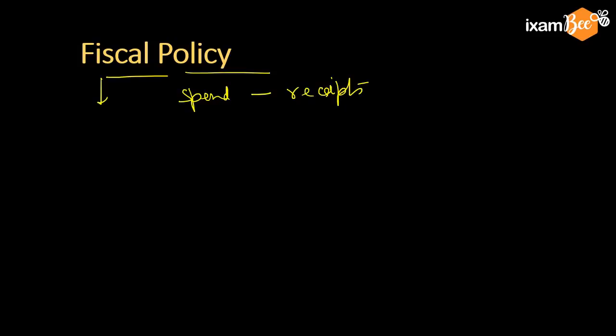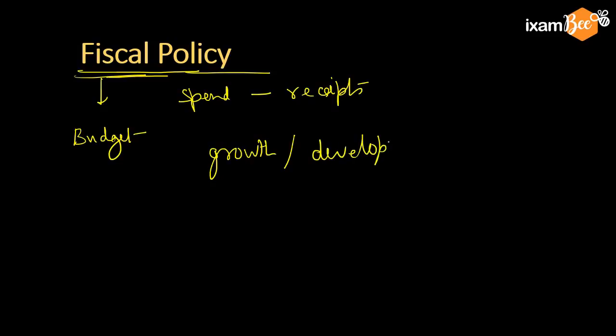So fiscal policy is implemented through the budget, because the budget is the document that tells the government spending and government inflow of money, and this is the main instrument with the Government of India, fiscal policy, through which it can affect the growth or development of the country or the welfare of the people. So this policy is called fiscal policy.